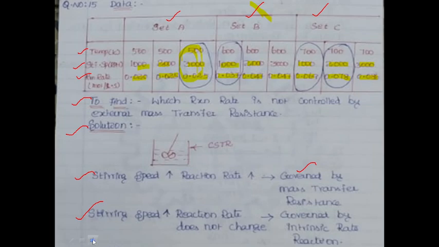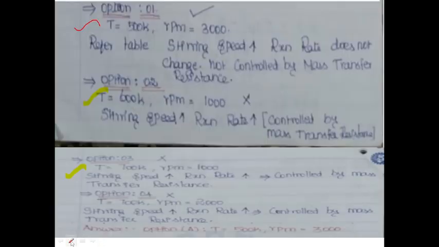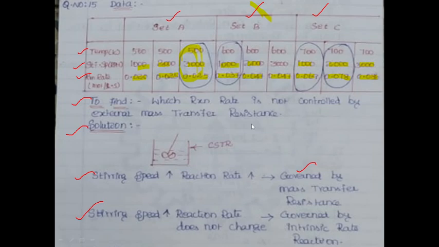What about the fourth option? Fourth option: temperature 700 Kelvin, RPM is 2000. Refer to the table here. In this table, at temperature 700 Kelvin, the stirring speed increases. What about the reaction rate here? The reaction rate also increases. That's why this is governed by mass transfer resistance. So this is not the correct option. Option 4 and option 3 are not the correct options.